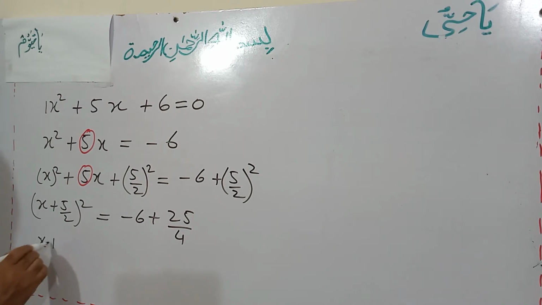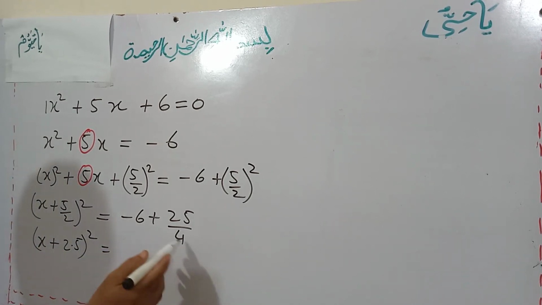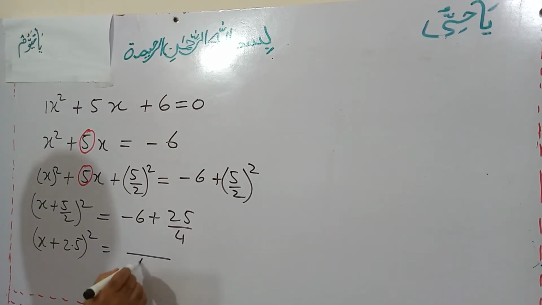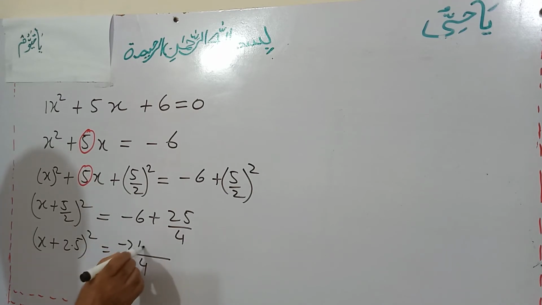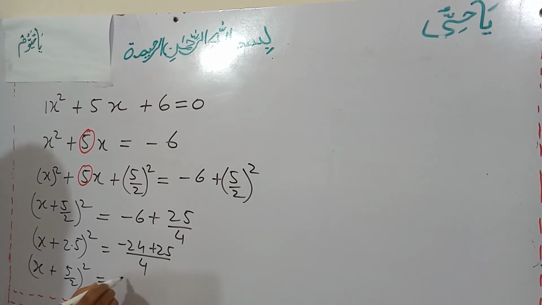So x plus 2.5 whole square is equal to, taking 4 as LCM, minus 24 plus 25. So finally you will get (x plus 5 by 2) whole square equals to 1 by 4. Now the fourth step: take the square root on both sides.